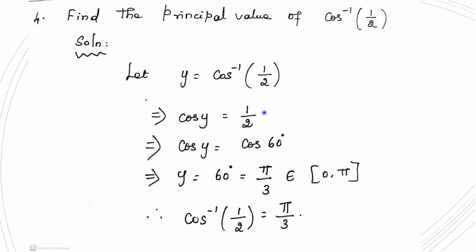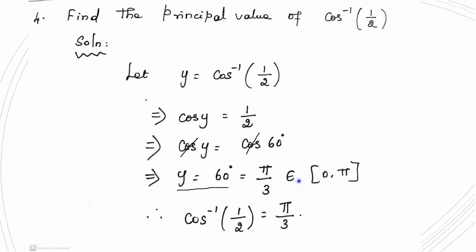So when do we get 1 by 2 in cosine? At 60 degree, we get 1 by 2. That is, cos 60 degree, the answer is 1 by 2. So next, if we cancel this cos and this cos, we will get y equal to 60 degree. This is in degrees. If we convert it into radians, it is pi by 3.